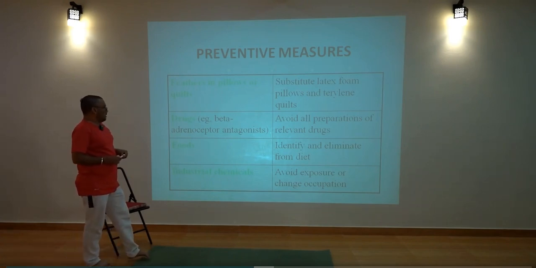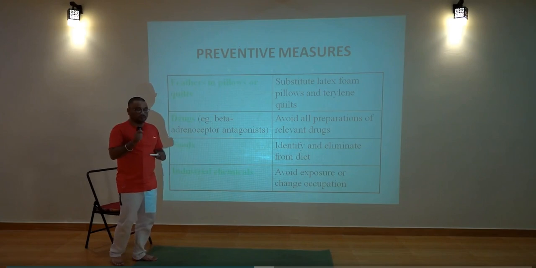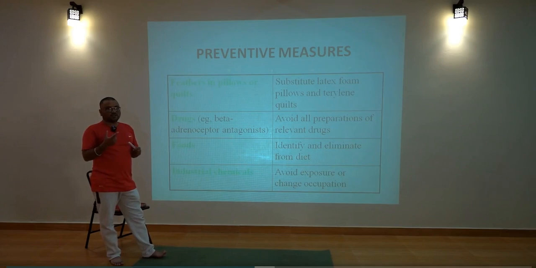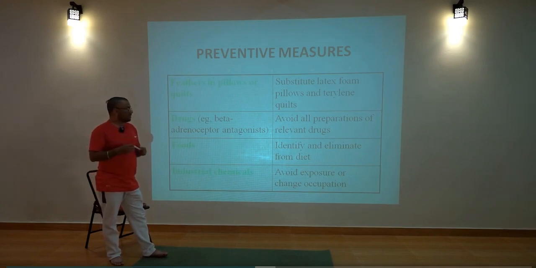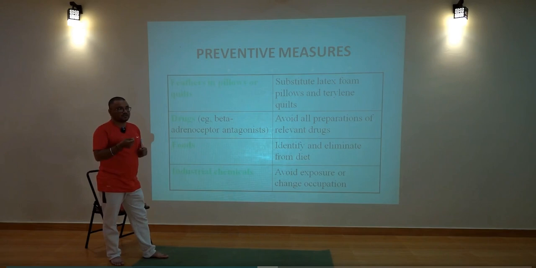Foods: identify and eliminate from the diet. Sometimes you have seen that fish, egg, meat sometimes trigger the asthma. So we have to identify which kind of food is triggering it, or have a consultation with the doctor or the dietitian. We have to avoid that kind of food, like the preserved food, and more proteins we have to avoid. Sometimes it can also trigger that kind of specific thing.